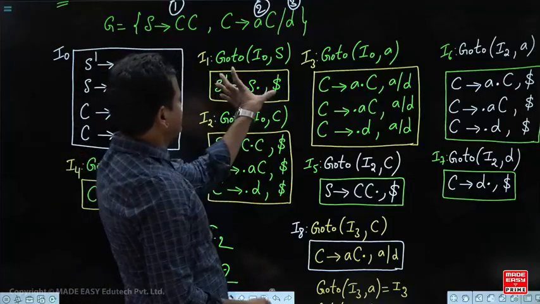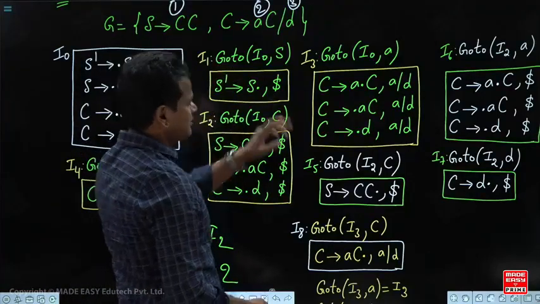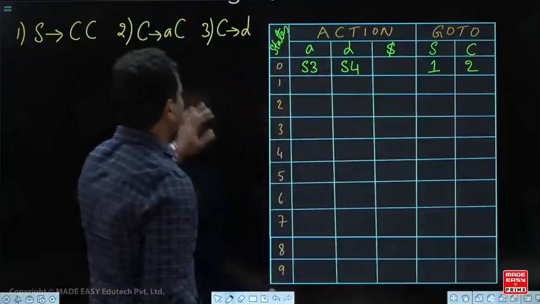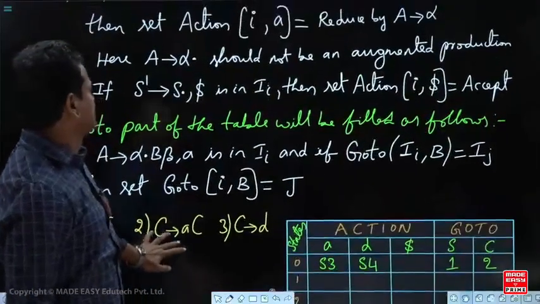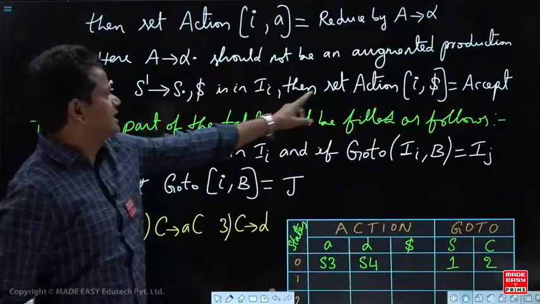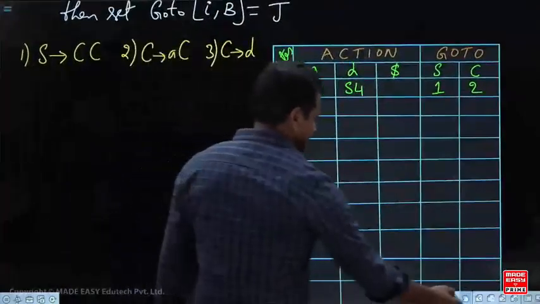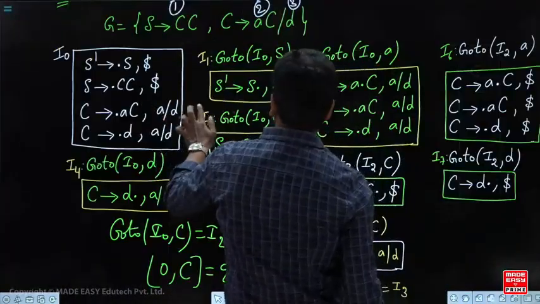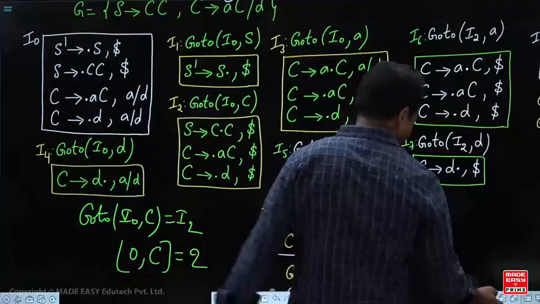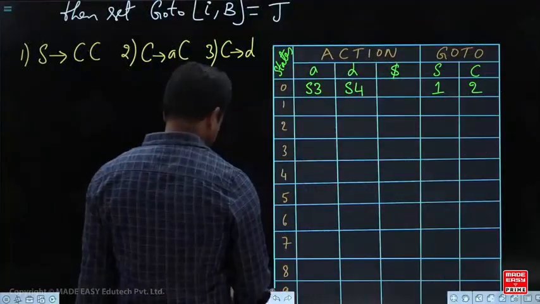So where is this? In I1. So in 1 comma $, accept. See. Suppose this is in Ii. So i comma $, accept. So for this reason, it is in I1. So 1 comma $, we write accept.